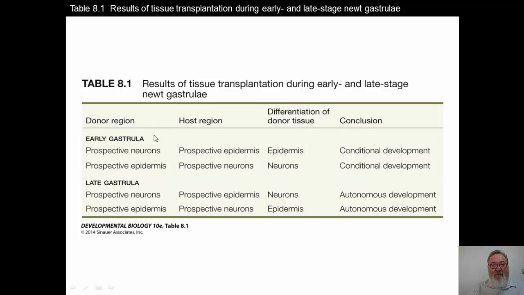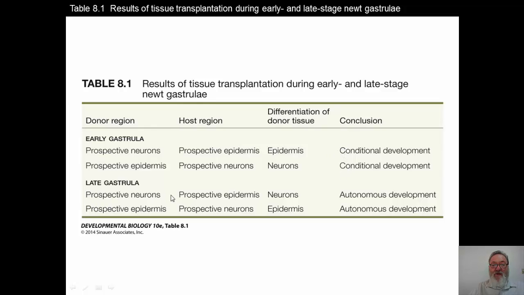Just to review this information: at the early gastrula stage, we take prospective neurons or epidermis, put the neurons in the epidermal area, and you would get conditional development because it would form prospective epidermis. It would form epidermis. Took the prospective epidermis, put it with the host region where the neurons would form, it would form neurons. So it's conditional on where you've put it during early development.